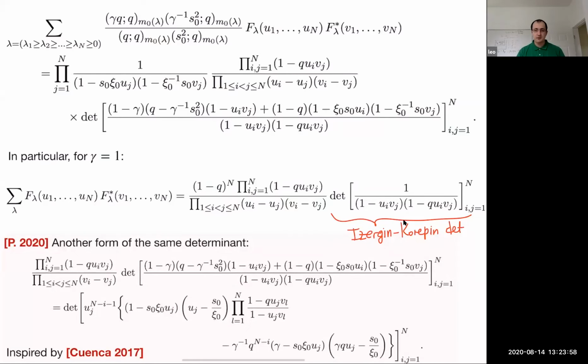Another form of the same determinant: you can also write down a very non-trivial identity between determinants, which I cannot prove. I don't think there exists a proof of this by using matrix manipulation. It doesn't seem to be true that you can take one matrix, multiply, divide by other matrices and get the other matrix, because the ratio of the two matrices is quite crazy. But there is a way to write one determinant in terms of the other determinant.